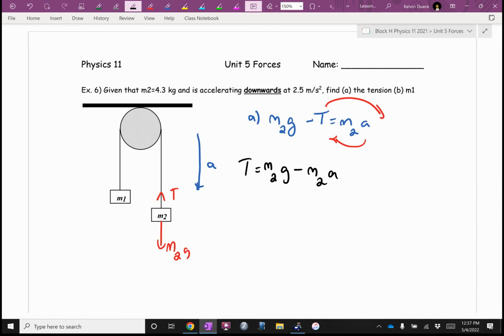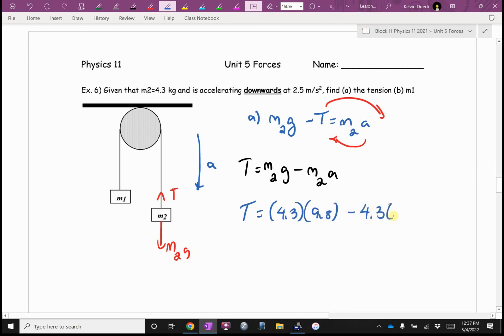In your homework, if you started going straight to your calculator right now, I'd be okay with that. In our notes, let's write this out so we know what we did when we're studying. And on a test, write the numbers out so if you make a calculator typo, you're still okay. 4.3 times 9.8 minus 4.3 times 2.5. Let me know what tension is. Give it to me to all sig figs because I'm going to use this to find another answer.